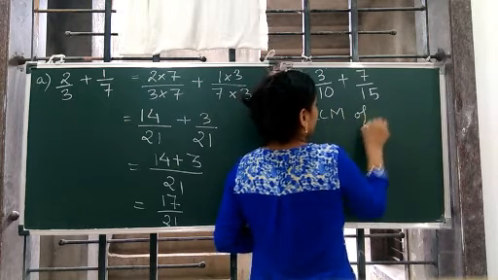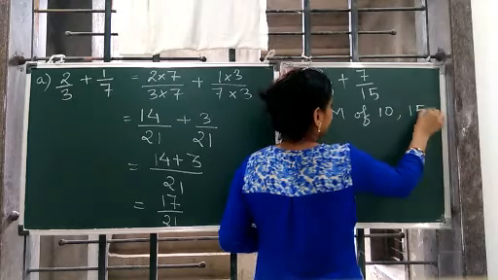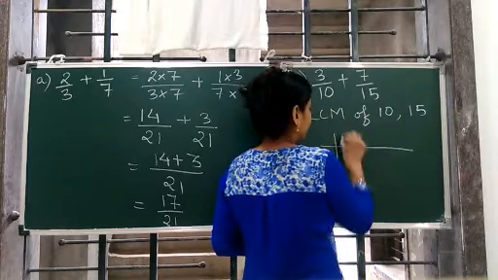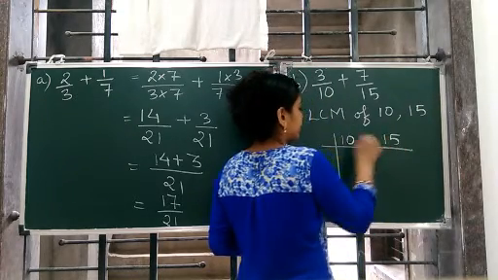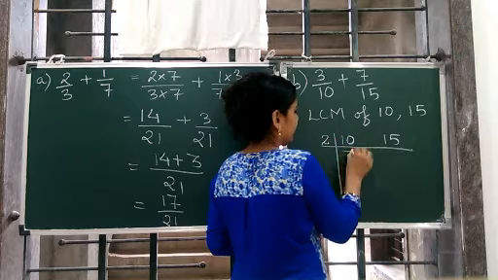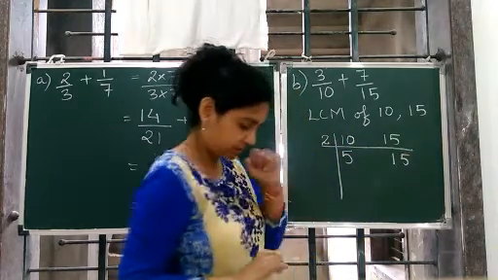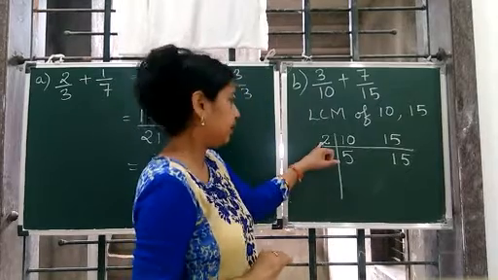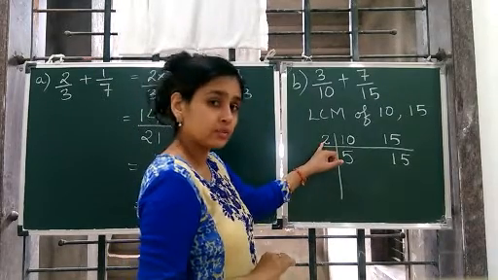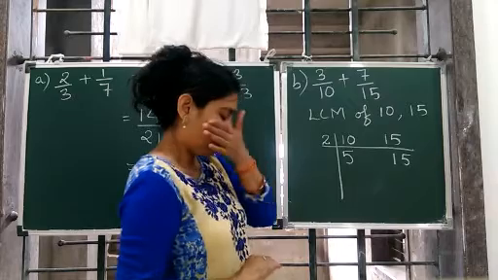LCM of 10 and 15. Very simple. We have done this last year also. We divide by 2. 2 fives are 10. 15 remains 15 because 15 is not divisible by 2. And here we start with the smallest prime numbers.